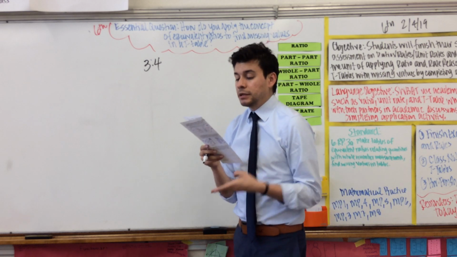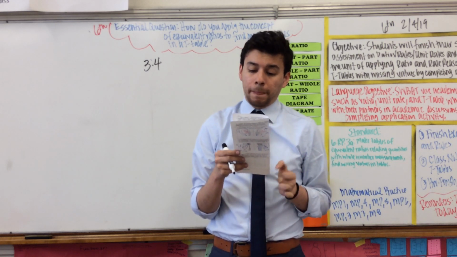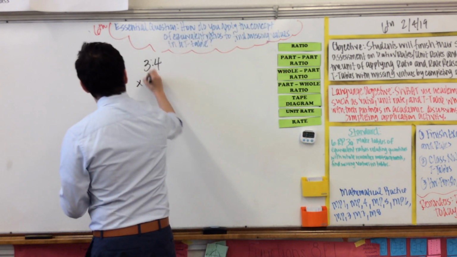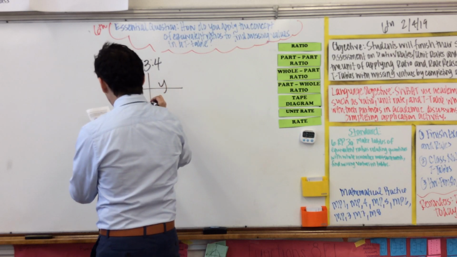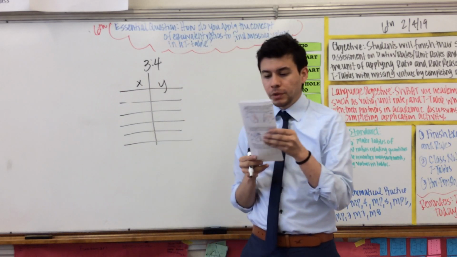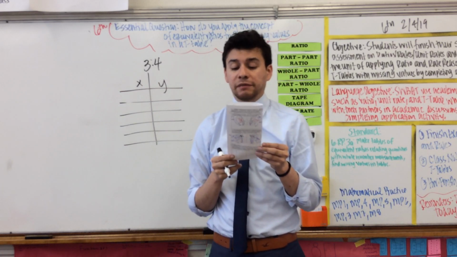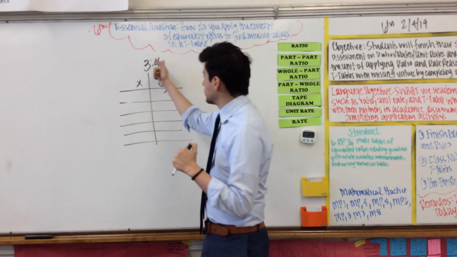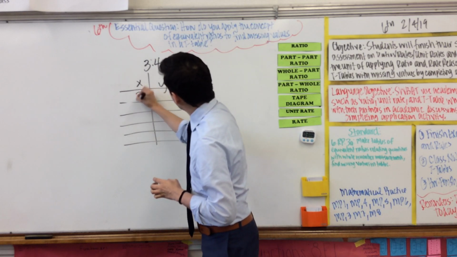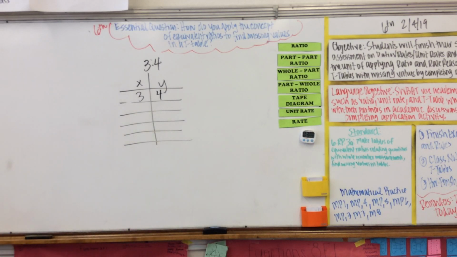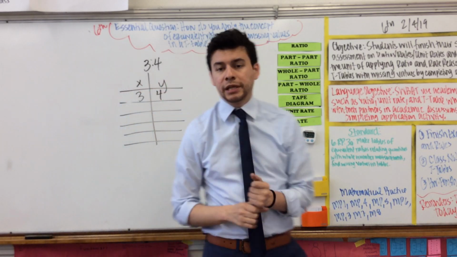Okay, so let me read it again. The ratio of x to y is 3 to 4. All values of x and y are whole numbers less than 100. So we have x and y. Fill in the boxes with numbers to form a table with the given ratio. So they gave me the ratio. If it's a ratio, remember, the first number is always going to be x, and the second number will always be y. When you're given a ratio, okay, if you're given a rate, you're going to do something completely different. But that's when you're given a rate, and eventually we're going to get to that in a couple of minutes, okay?